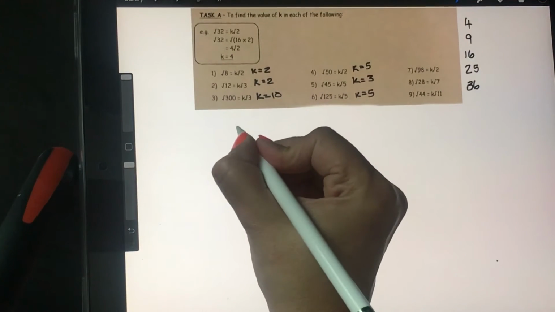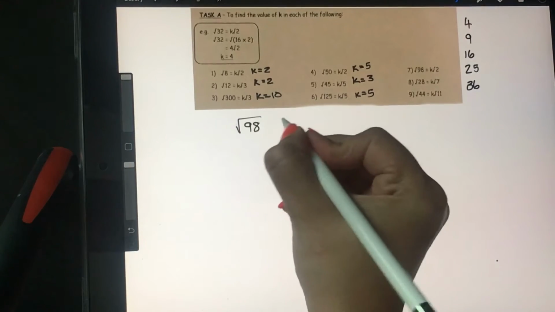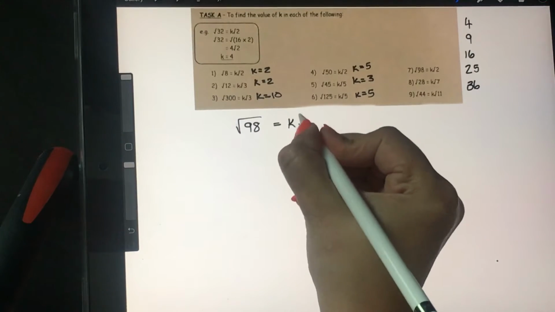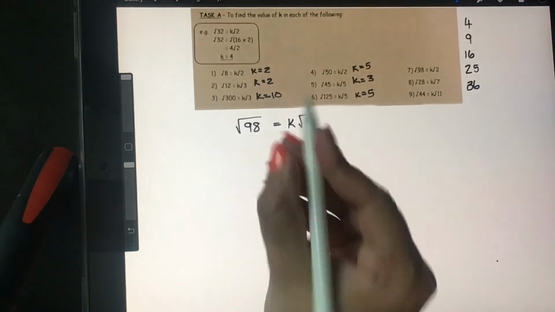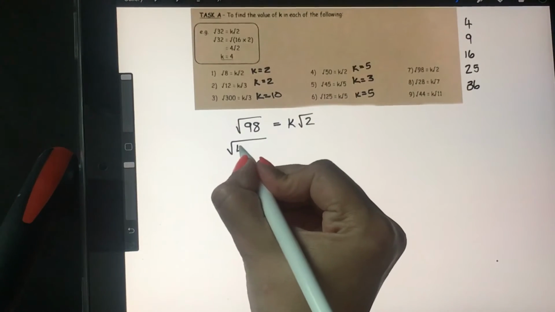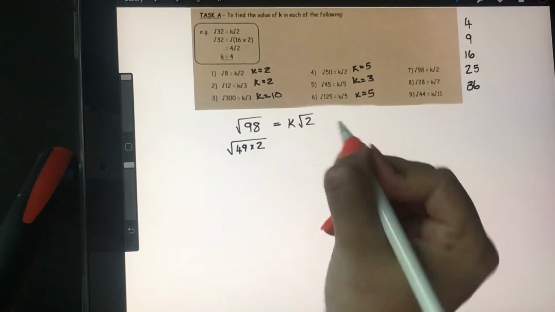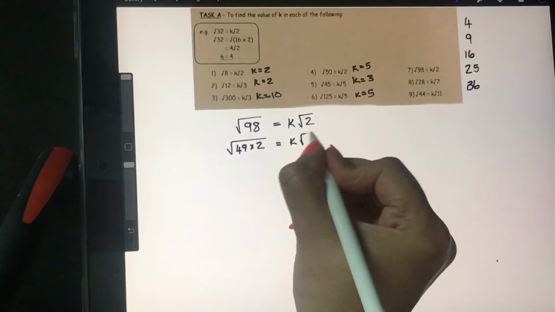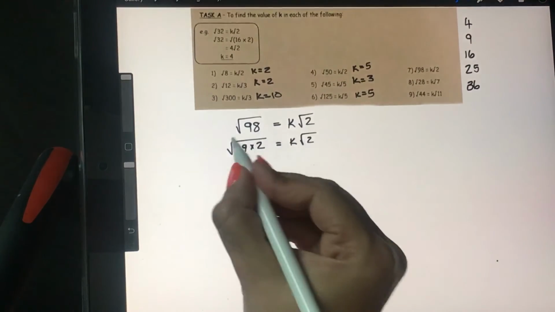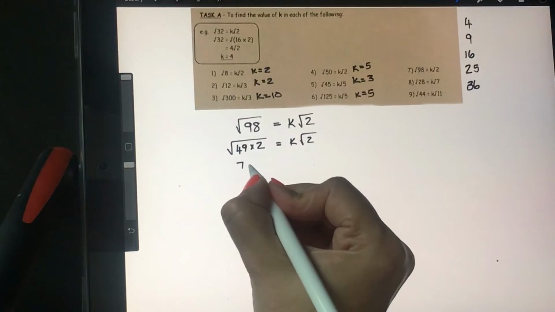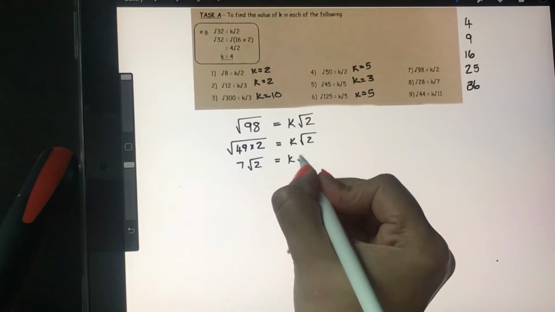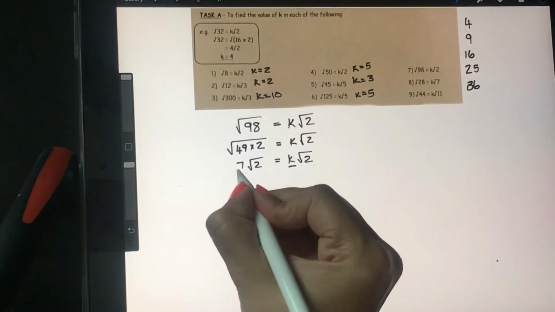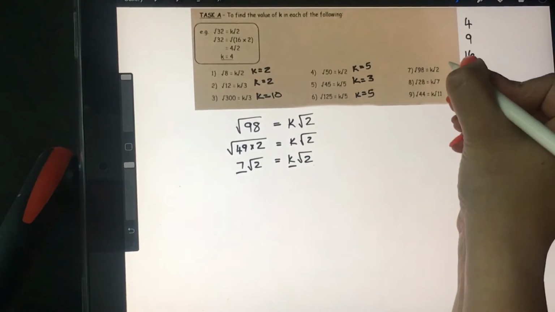Okay, for number 7, we've got root 98 is equal to k root 2. The biggest square number that can divide into 98 is in fact 49, 49 times 2, and that is equal to k root 2. The square root of 49 is 7. Root 98 is 7 root 2, so k is equal to 7.